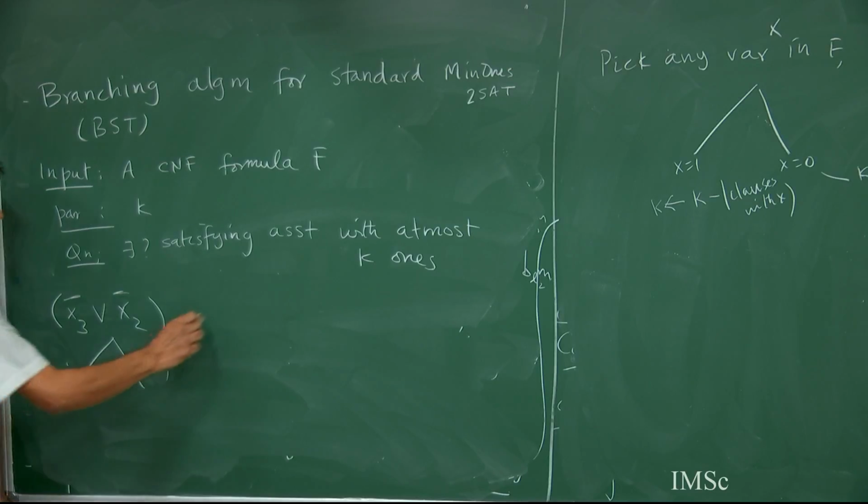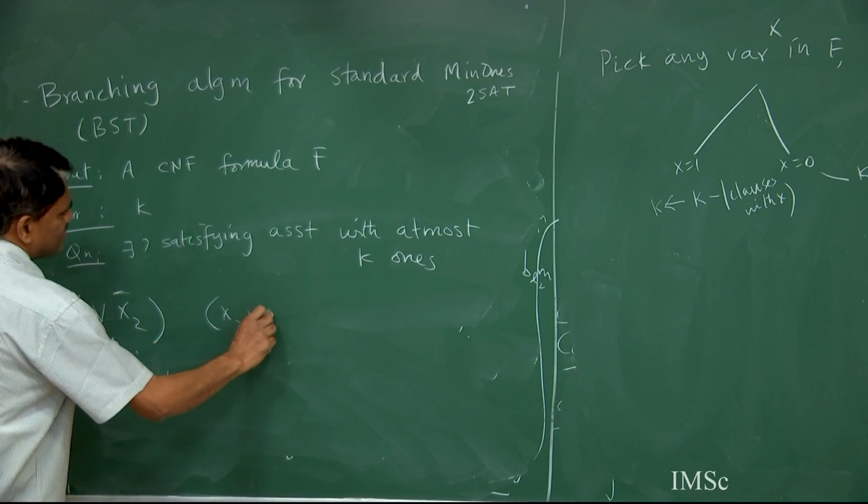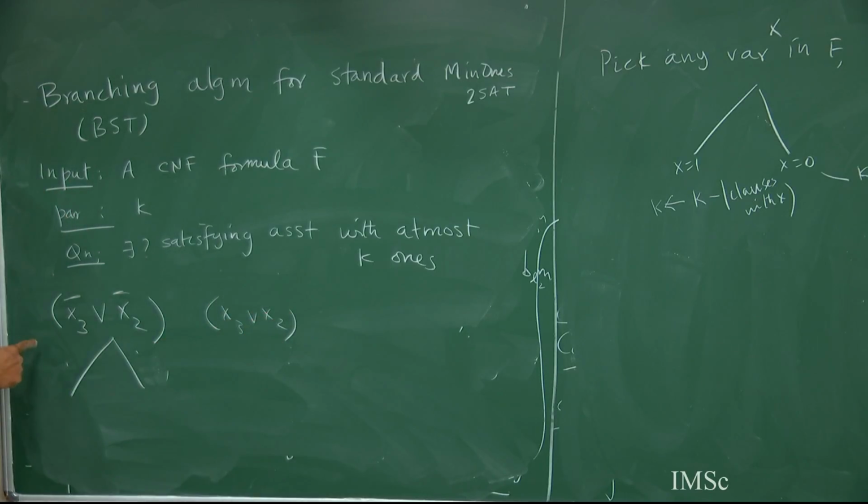No, because there may be somewhere else it will be like this. If you set this to 0, you have a problem. If you set both to 0. Okay, so looking at this clause, you can only say that to satisfy this, I have to put x3 equal to 0 or x2 equal to 0. There is no other way I can satisfy this. So it gives me a way to do some setting, but it doesn't help me because k does not drop.